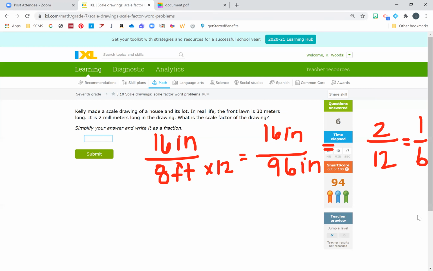How many millimeters are in a meter? There are 1,000. So you're going to multiply the number of meters by 1,000. When you're looking for the scale factor, in this particular case, you want them to all be the same unit. So you're converting them so that your numerator and your denominator both have the same unit.